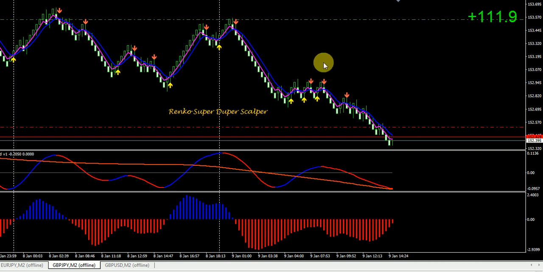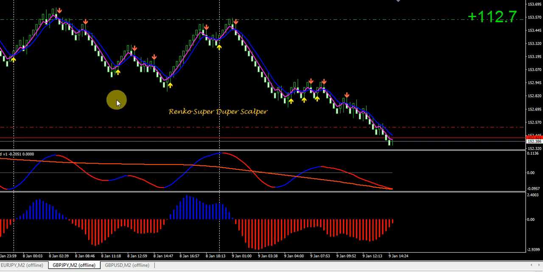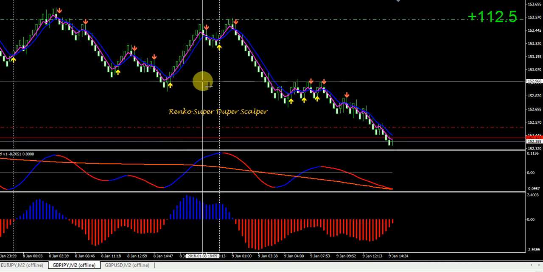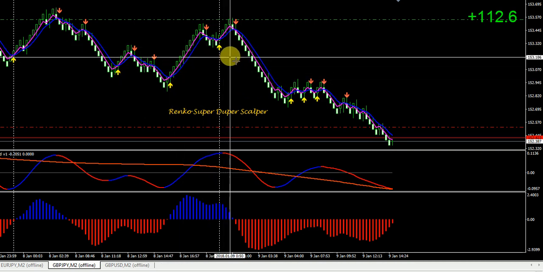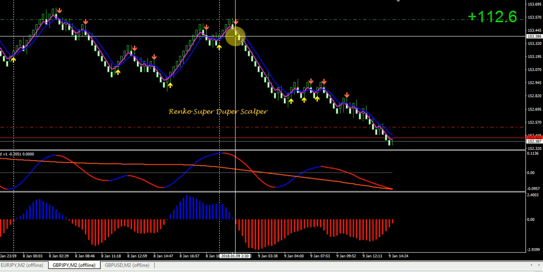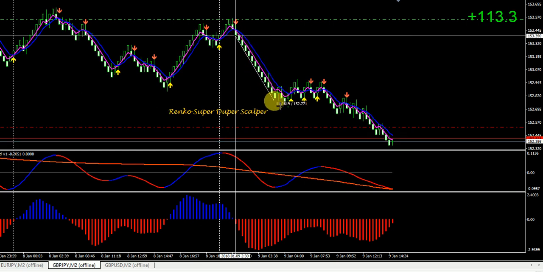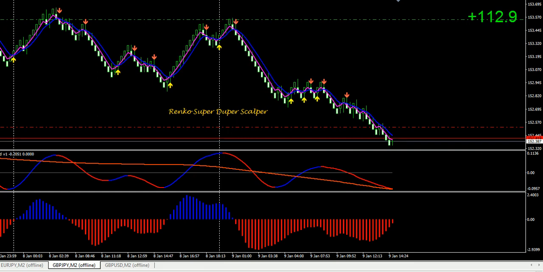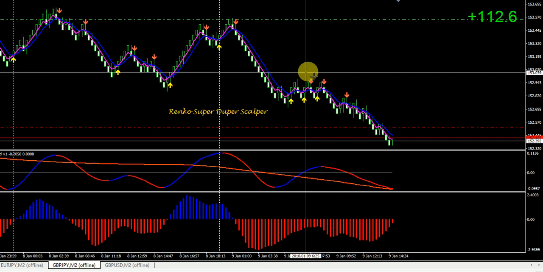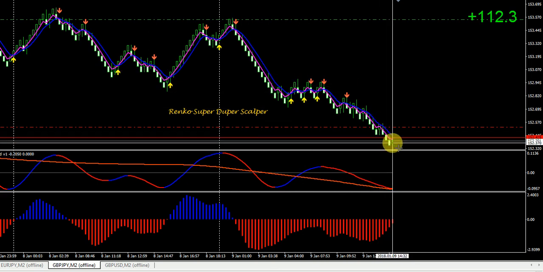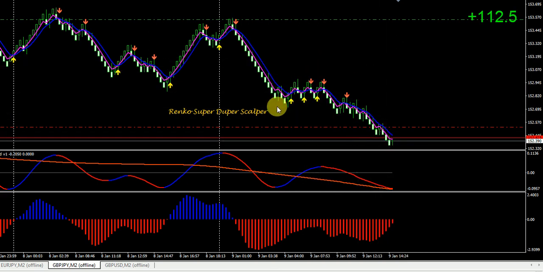Okay, so this is pound yen for today. The setup happened here, sell here, and TP can be here. If you are confident, you can hold this position until now. So that is a sell setup.